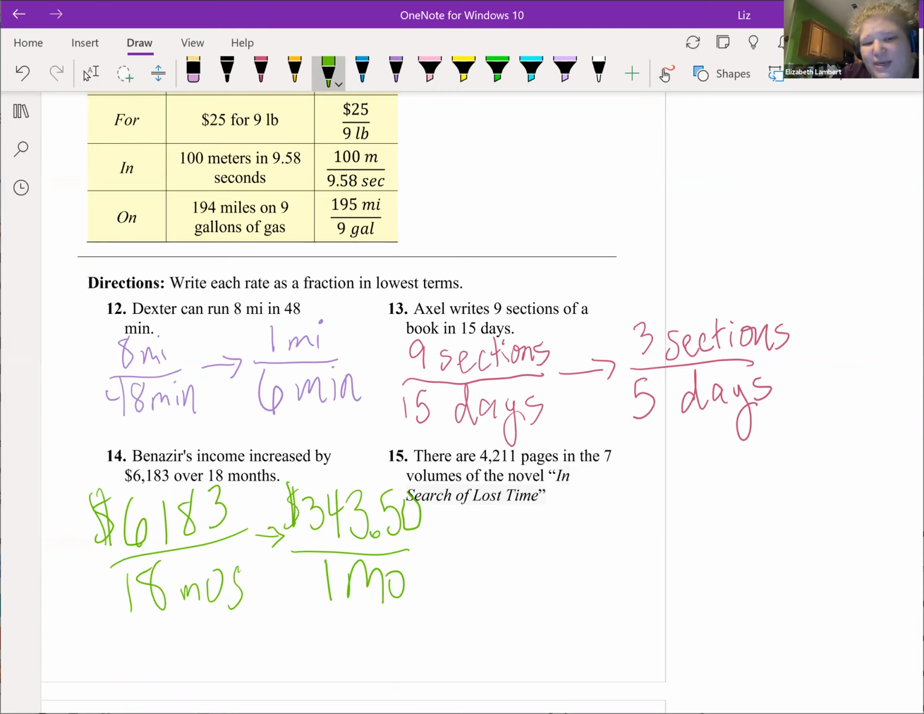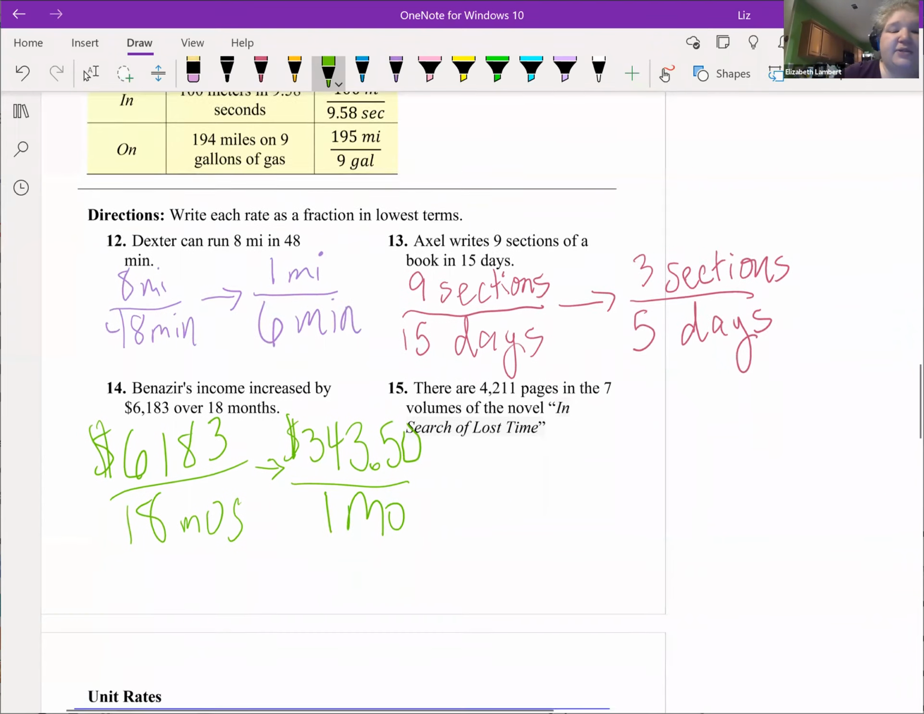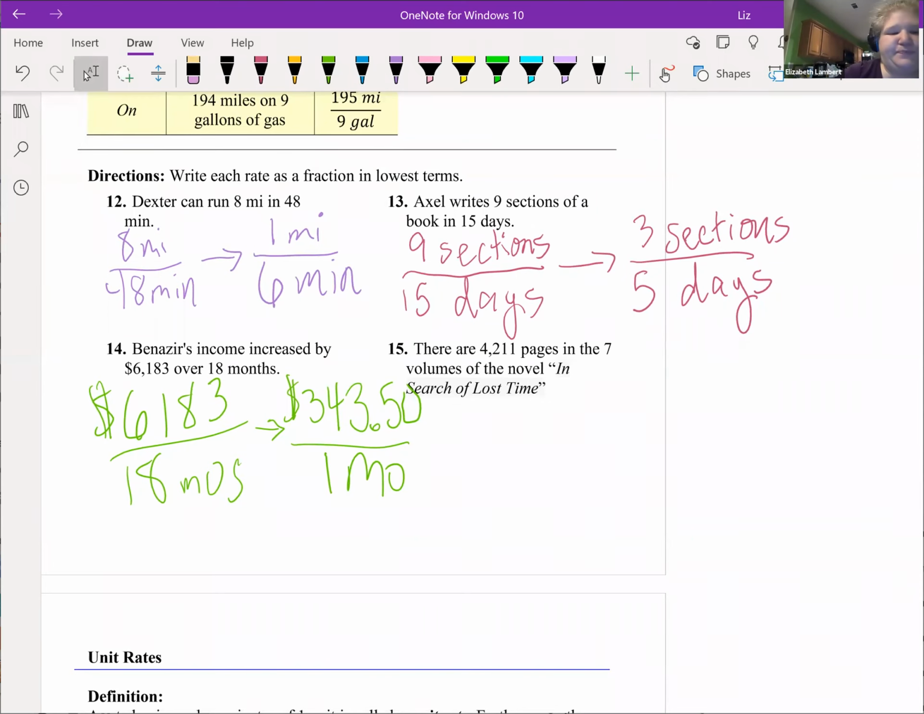All right. This answer, though, we could not put into Alex because they said fraction and lowest terms. Lowest terms is assumed to be whole numbers. The 0.50 here, if I multiply by 2, then that 0.50 will become a 1 and everything else will be a whole number. So we're going to multiply by 2 over 2. So we are going to figure out the amount per 2 months. So for every 2 months, times 2, 687.